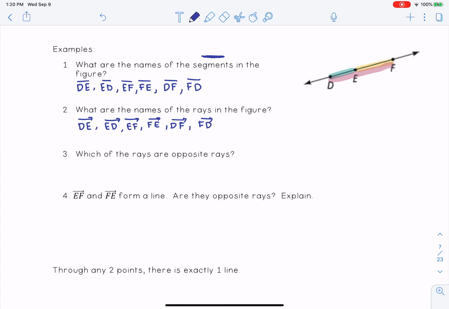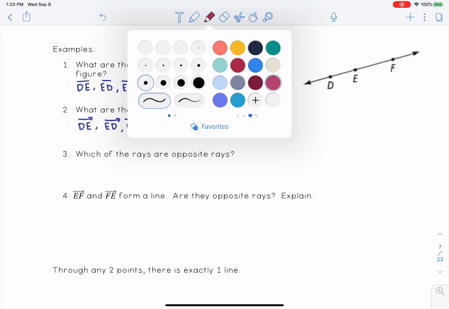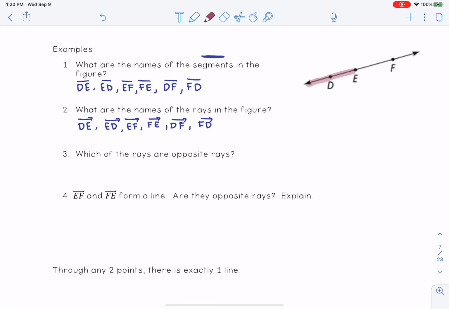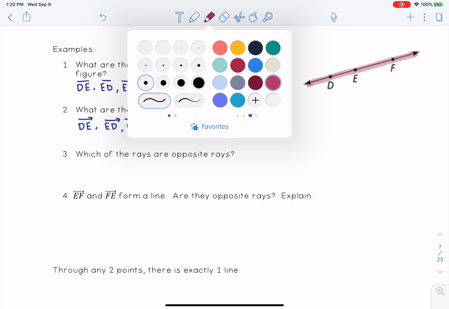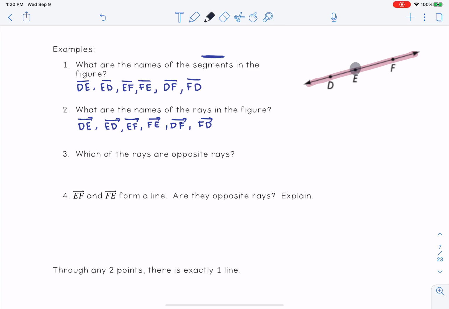Now it asks, which of the rays are opposite rays? So let's look at what we have. I need 2 rays that form the whole line. Well, my common endpoint might be E. So I need 2 rays that start with E. And I could have ED and EF. And those share the endpoint and form a line.